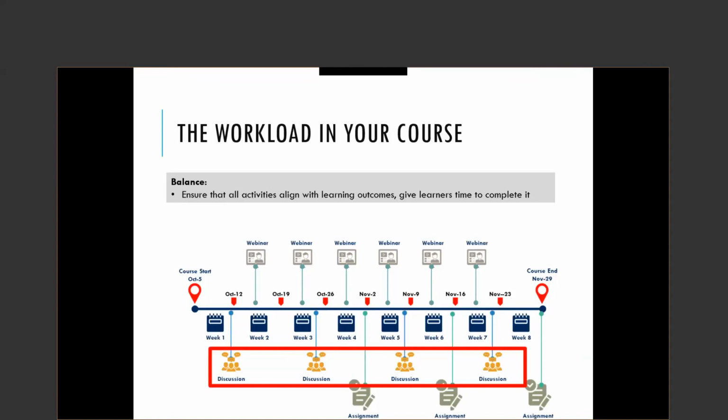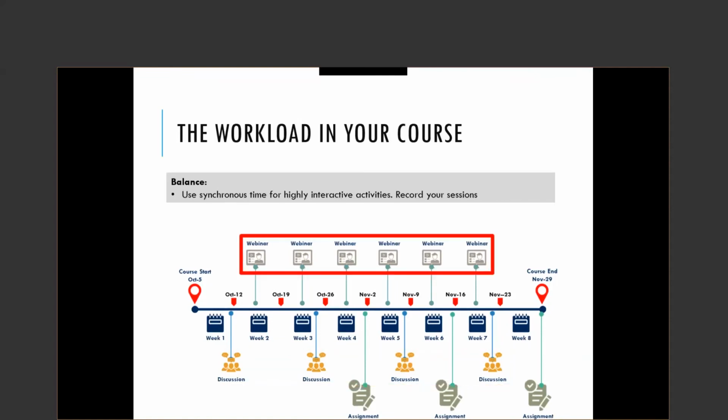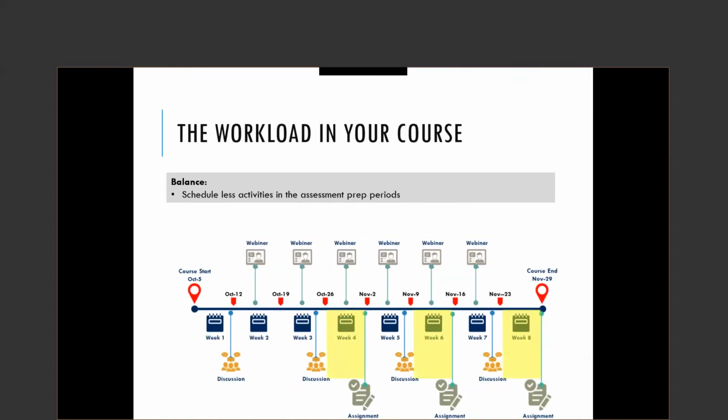And from that point of view, I always say, present your activities from the very beginning of the term, so students know exactly what they are going to do and can calculate the time that they are going to invest. Also, use the webinars for highly interactive activities and record your sessions, especially if you have learners in different time zones. In the times right before the assignments, try to reduce the workload. Make sure to give students time to complete those assignments.